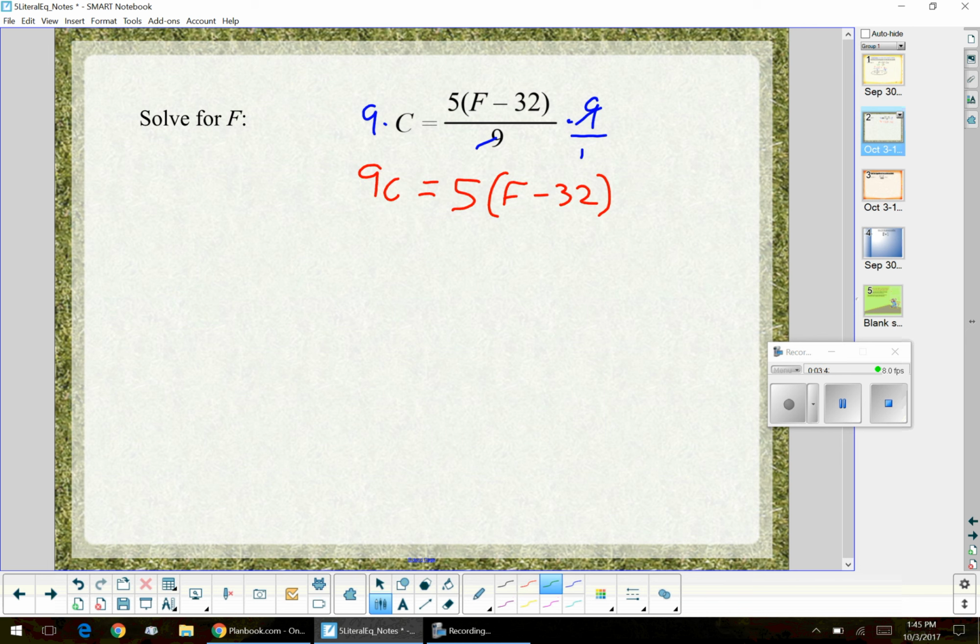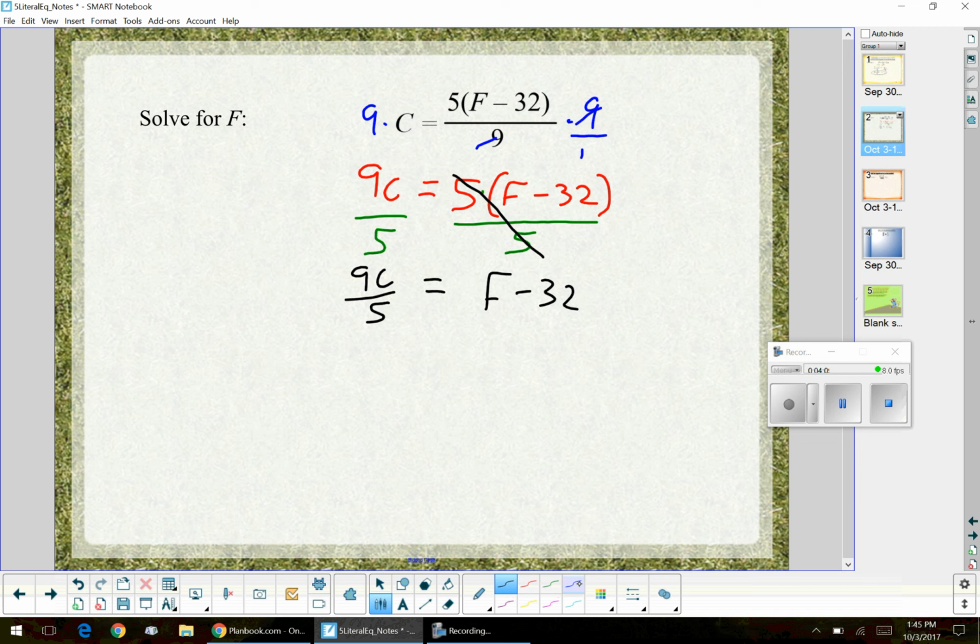Now I want to get rid of this 5. Since it's being multiplied, I want to divide. And as always, I divide both sides by 5 because I want to keep that equation balanced. My 2 5's are going to cancel. What comes down on the right is the F minus 32. We no longer need the parentheses because the 5 isn't there anymore. And again, on the left, there really isn't much more I can do. 9C divided by 5 comes down just as is.